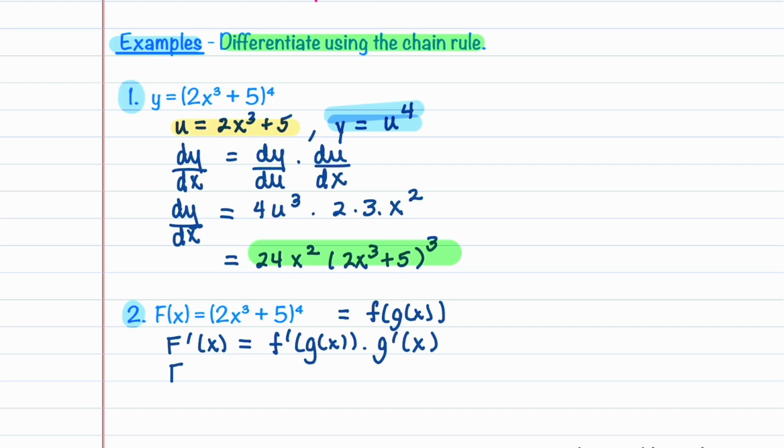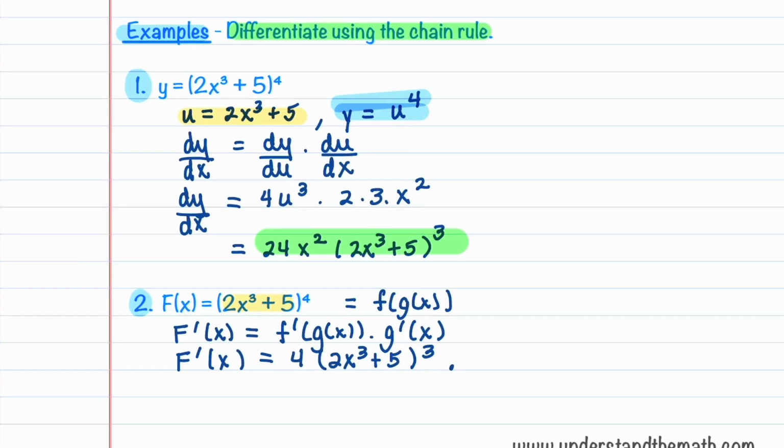Now let's go ahead and find capital F prime of x. It is the derivative of the outside function. So this is 4 times 2x cubed plus 5 raised to the third power, times the derivative of the inside function, which is just this part of the function. And that derivative is 2 times 3x squared.